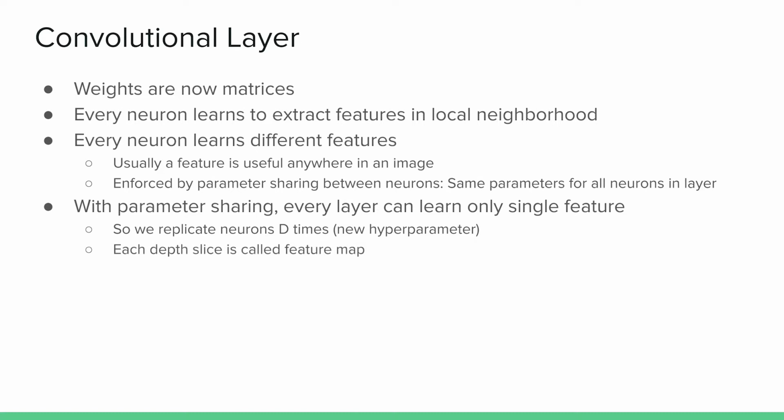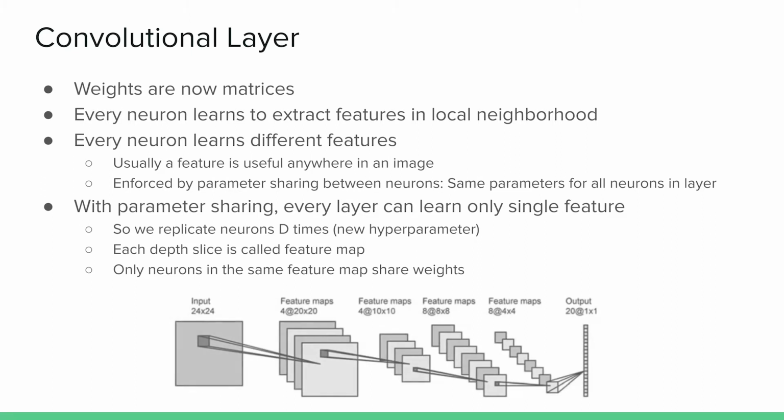And what we do is we replicate each layer d times, and each depth slice is called a feature map, which again learns one feature. So only neurons that are in the same feature map share the weights, and by replicating the layer d times, we can extract d different features in this one layer here. And this is how it could look.